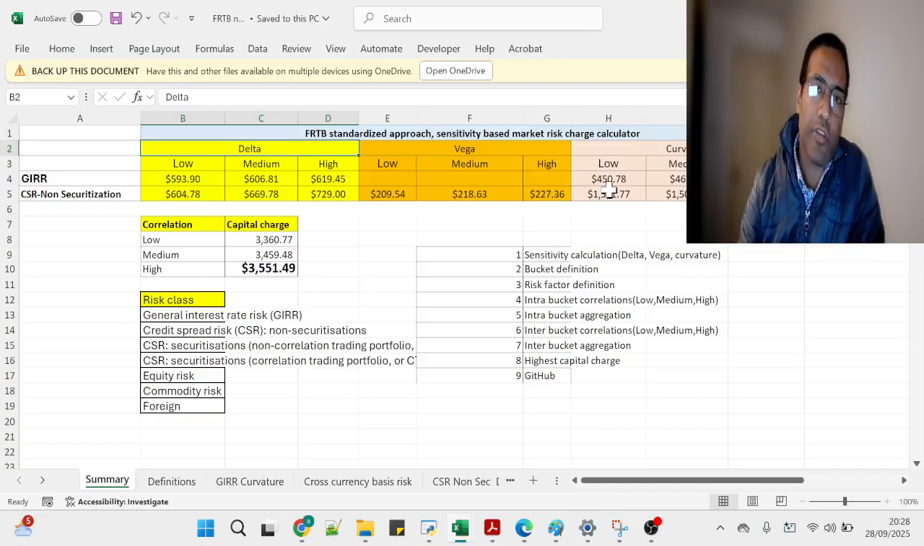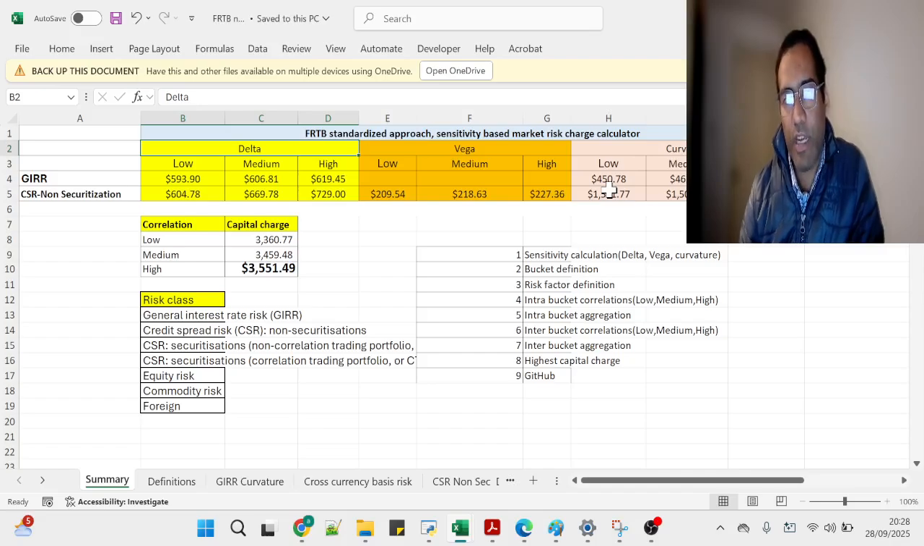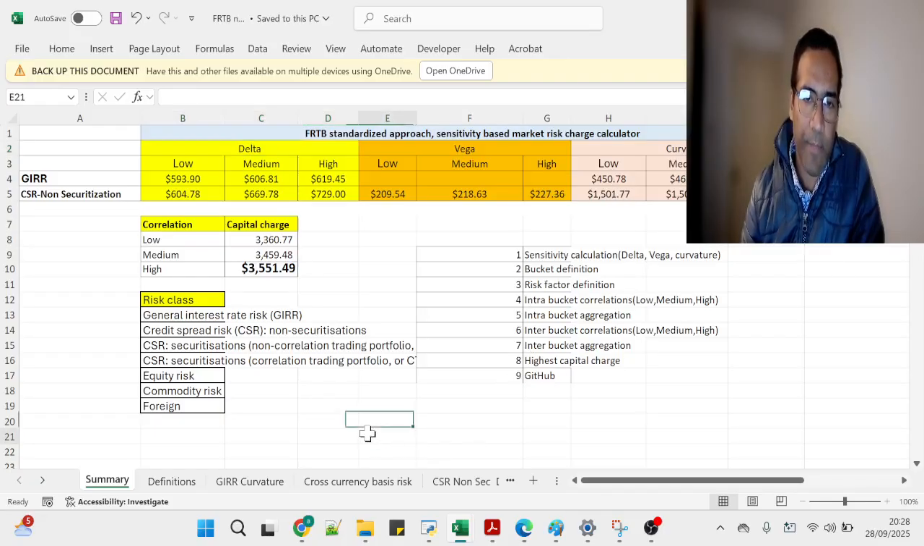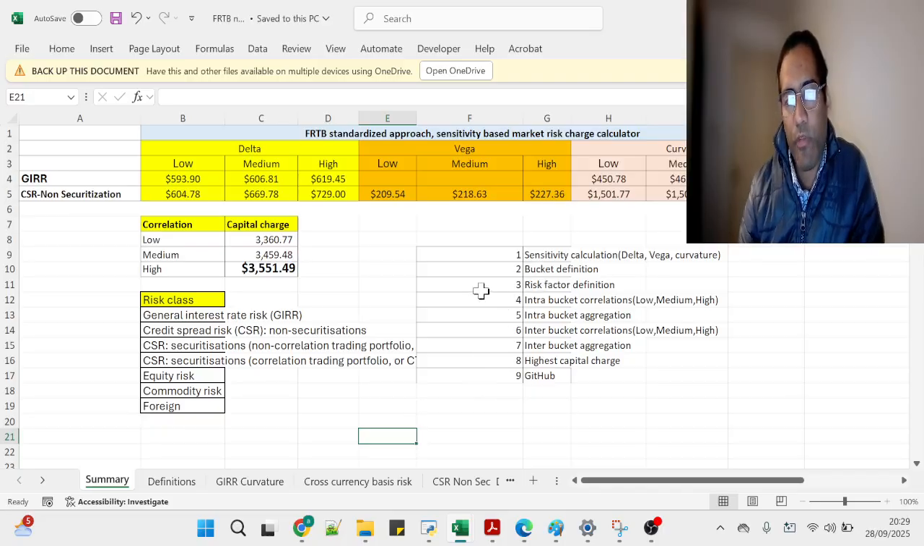Okay, so this standardized approach uses a sensitivity based approach, and it has a flow and a different method. I will show you that flow, how the sensitivity is calculated, and I have created a calculator to calculate the different metrics for the FRTB, and I will show you. So for the first thing, we have to calculate the sensitivity for each of delta, Vega, and curvature.